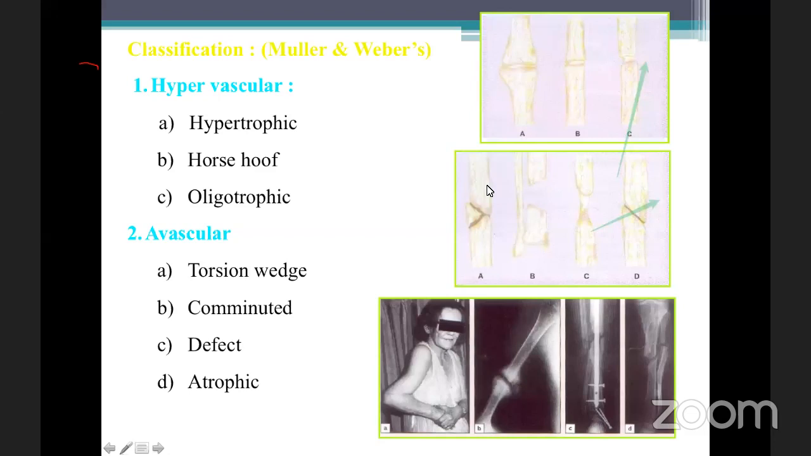Now, next is avascular non-union. Because of the loss of blood supply to the fracture site, there can be four types. One is torsion wedge non-union. Next is comminuted non-union. Third is defect non-union. A defect will be there. Fourth is atrophic non-union. So these are the different types of classification.